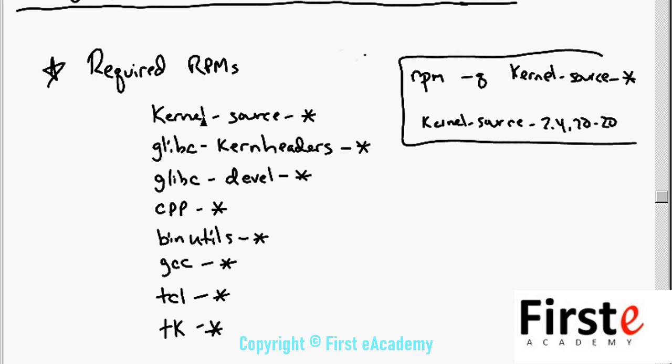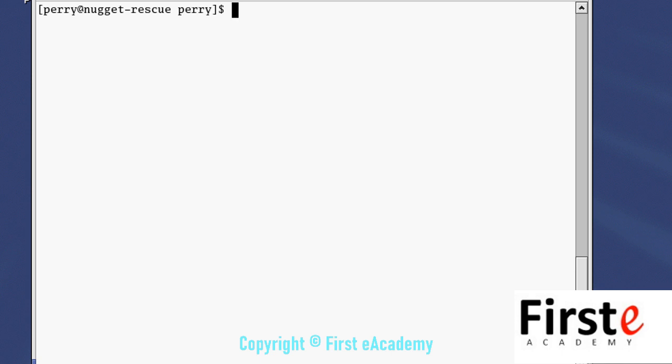Okay, so this is the set of RPMs that you need installed in your system, and now what we'll do is we'll go out to the Linux screen and we'll start the process of configuring, compiling, and installing our custom kernel. Now we're going to walk through the necessary steps to customize, compile, and install our customized kernel.